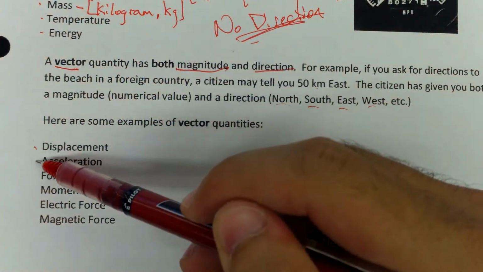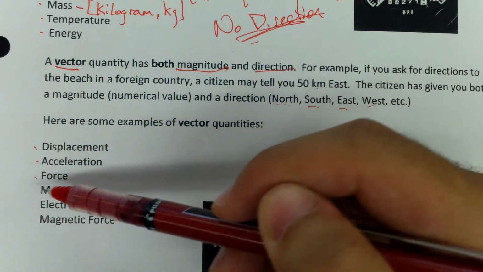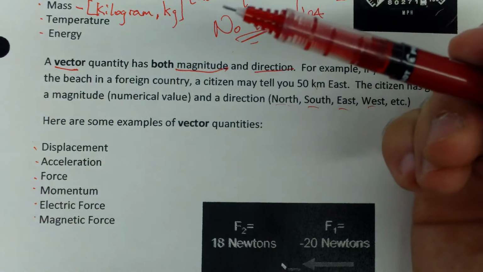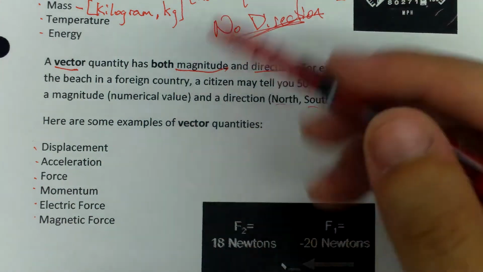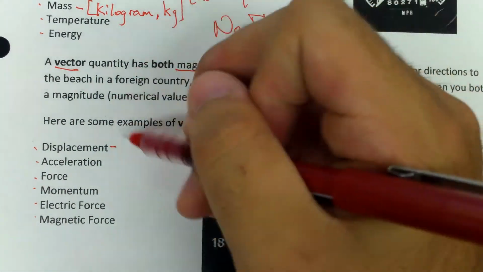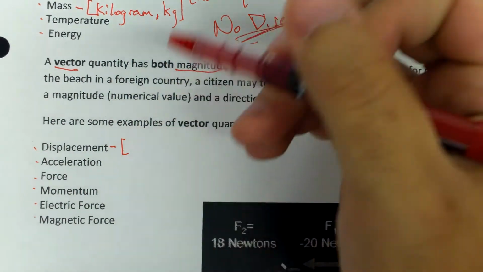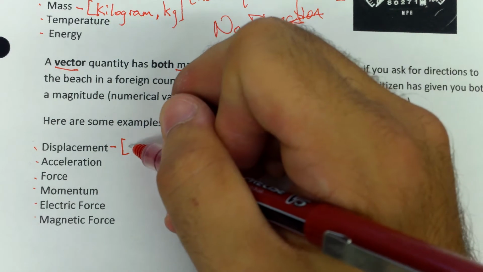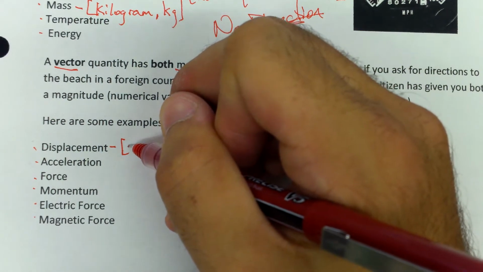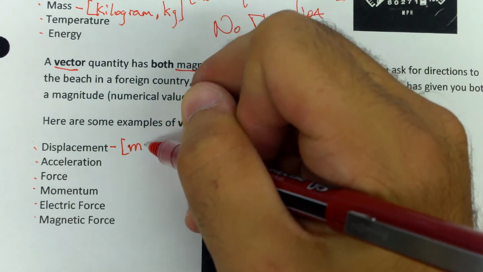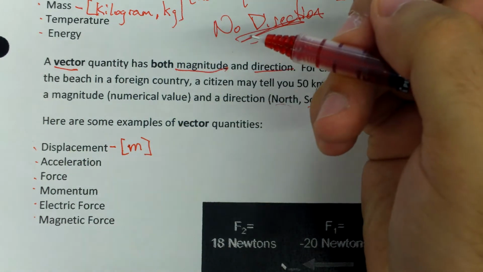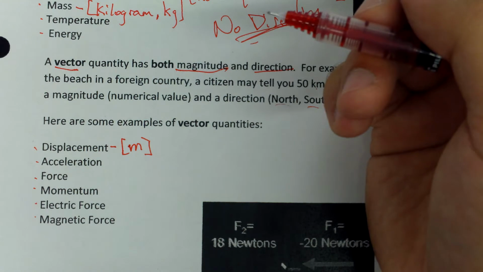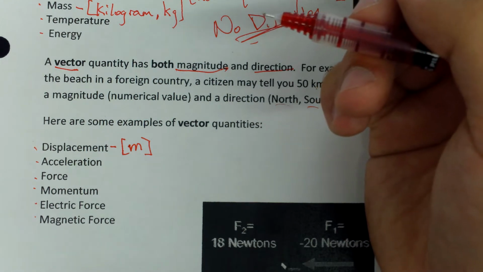We have displacement, acceleration, force, momentum, and electric force, magnetic force. Let's take them one at a time. Displacement is a lot like distance. It tells you how far away something is, but it also tells you where it's going. So displacement is also measured in meters. It also happens to give you the direction. Could be north, south, east, or west. You could even go up or down.